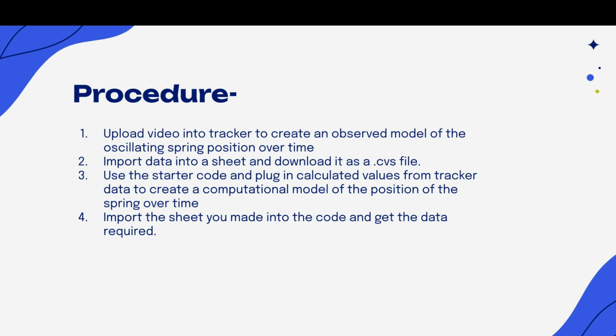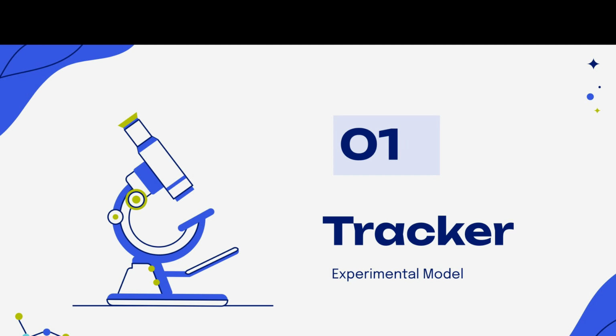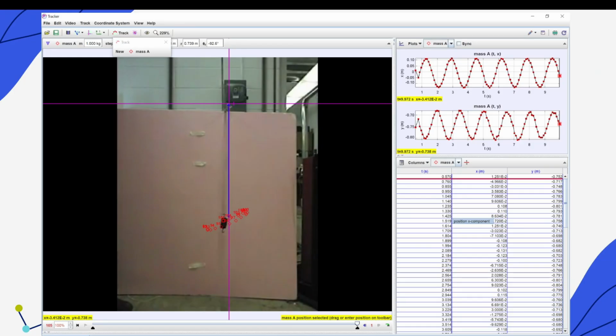So the procedure is to upload a video and a tracker to create an observed model and then import data into a sheet. Then using the starter code, we can plug in the values from equations and then also import the sheet to get the required data. So for our tracker model, you can see we marked where the spring would oscillate, and we get two curve graphs for the positions. And then all of the data we're given can be used for our calculations and then also our Google Sheet that is imported into the code.